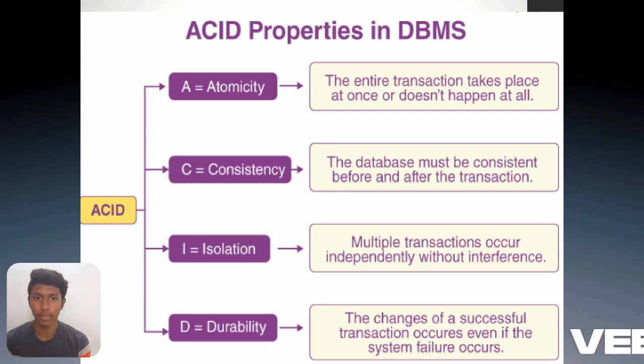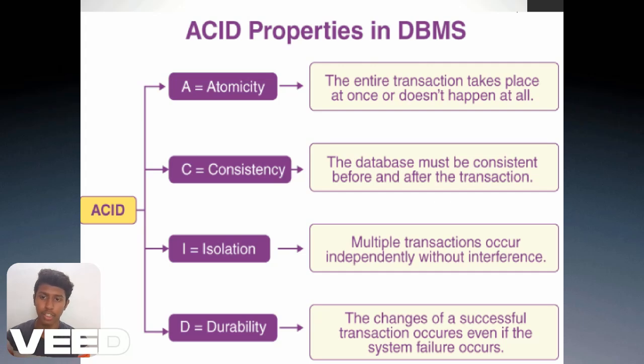So what is atomicity? The entire transaction takes place at once or doesn't happen at all. So basically, the data is entirely processed or entirely not processed at once. It doesn't process part by part.